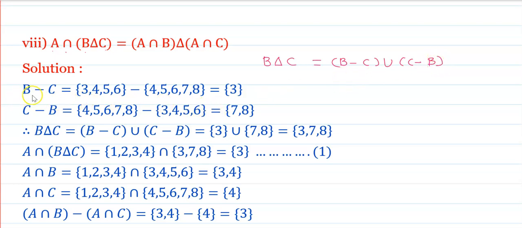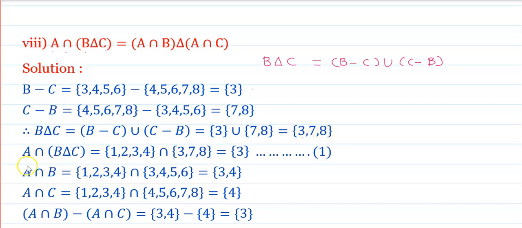Okay, for that we find out the B minus C. Then you are getting the 3. 4, 5, 6 are common. Next, C minus B. Again, which are the common elements? 4, 5, 6. Therefore, only the remaining elements are 7 and 8, and hence C minus B is 7 and 8. Therefore, B symmetric C is equals to B minus C union C minus B. B minus C is 3, union C minus B is 7, 8. And therefore, total is 3, 7, 8.